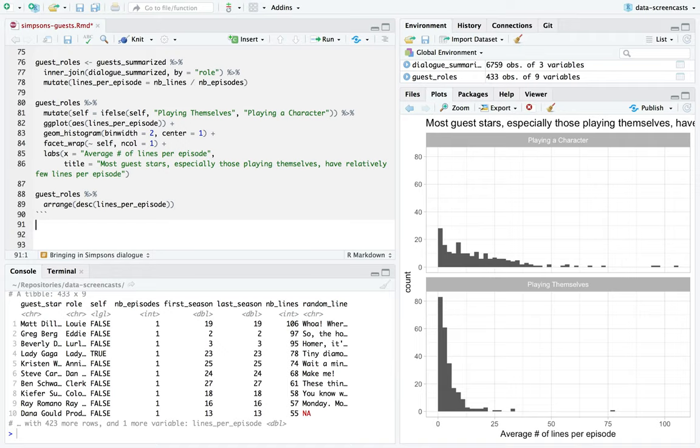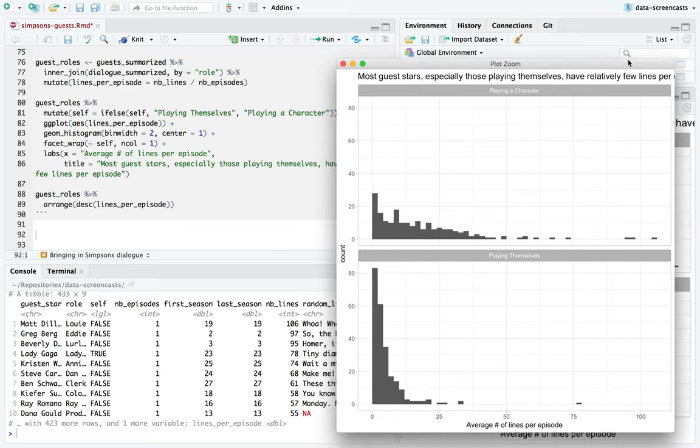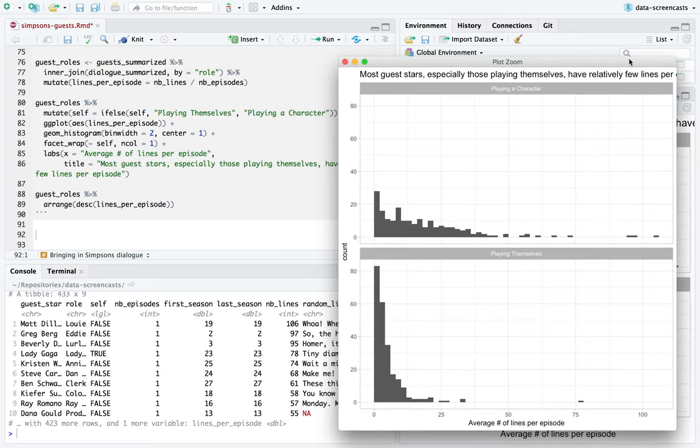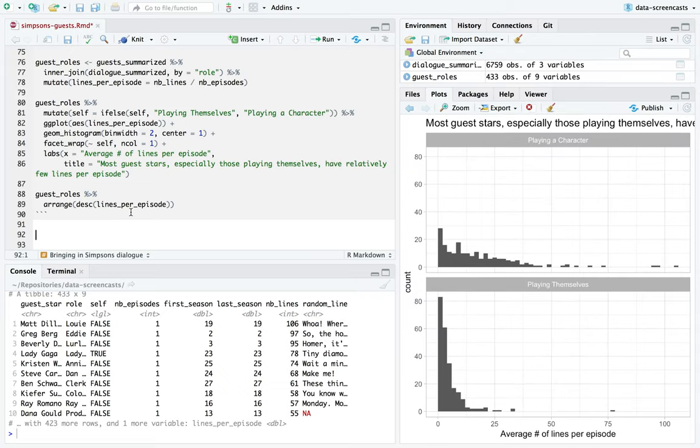Okay, so that's looking at lines per episode. Is there anything I could look at, whether it changes over time or something? But I don't think that's actually that interesting, especially as I don't have which season each line of dialogue appeared in my current data set.